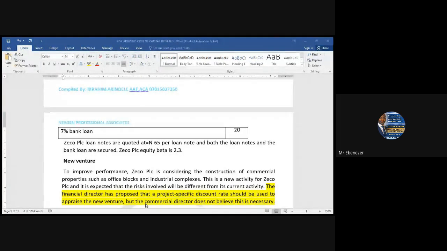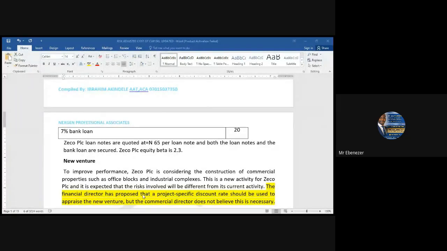But both are secured. Now, we should not forget, class, how do we determine the value of the bank loan? Bank loan does not have a market value, so you just keep the figure. That means the book value of a bank loan becomes the market value of the bank loan. Class, the book value of the bank loan becomes the value of the bank loan.